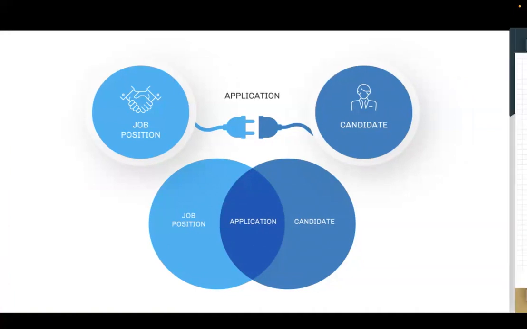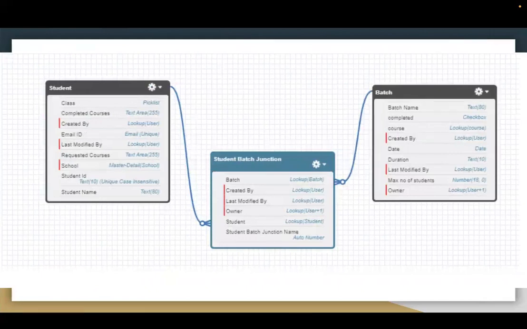Like in our example, we have seen student and batch. A single student can enroll in multiple batches. A single batch can be enrolled by multiple students. That example we have created and seen practically as well. This was about yesterday's class.